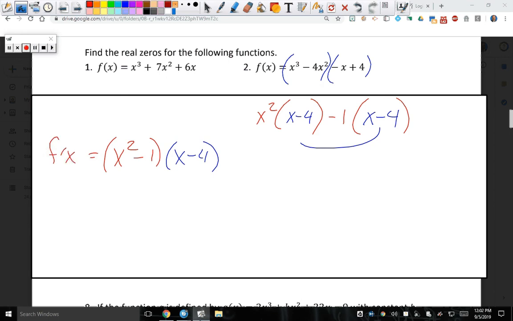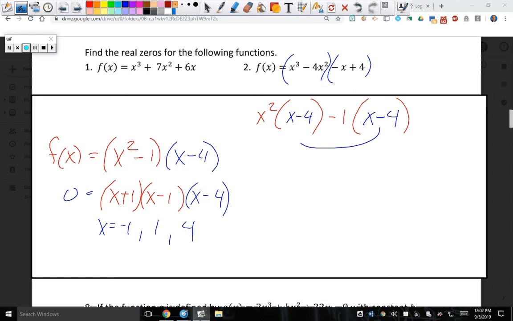3 words, I see it right now as I'm looking at this. What are the 3 words I'm thinking of? Difference of squares. So x plus 1, x minus 1, x minus 4, looking for the zeros at -1, 1, and 4. Do I need to check for extraneous solutions? No, because the domain of x cubed is all real numbers.